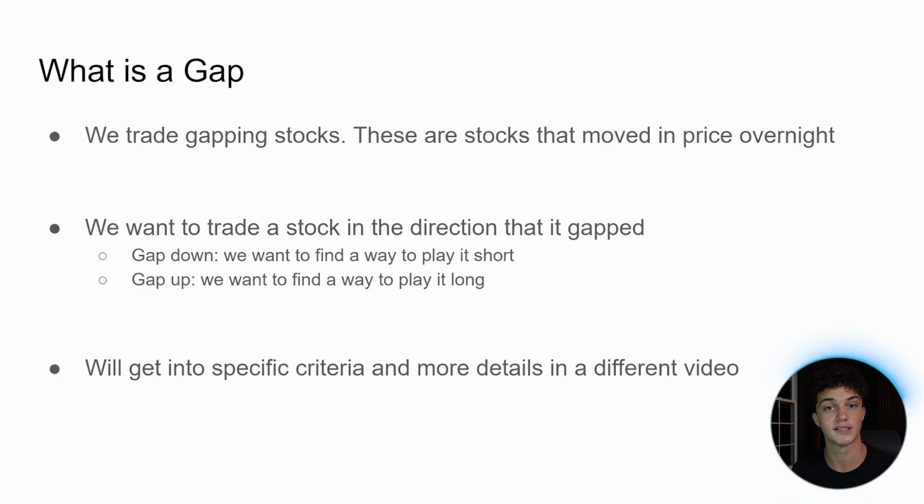So we trade stocks that have gapped in price last night, and we want to trade the stock in the direction that it gapped. If it gapped up in price, we want to find a way to play it long. We want to find a way to buy it. And if it gapped down in price, we want to find a way to play it short.